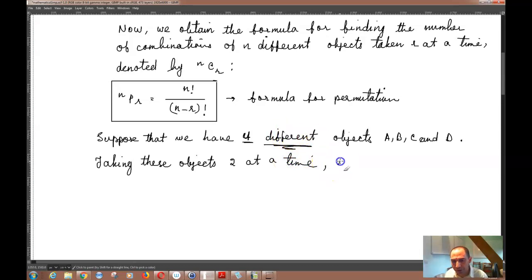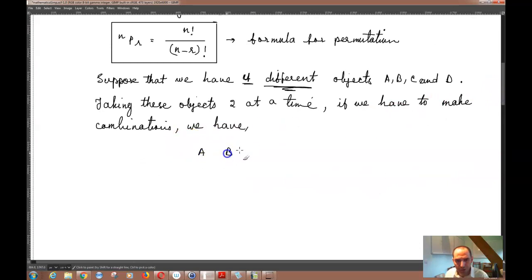If you have to make combinations, taking 2 at a time, you have these objects A, B, C, and D. So you would have basically A with B, A with C, A with D. Then you can see that I could choose, for example, B with A, but that would be the same combination because I have already chosen A with B, and B with A would be the same 2 objects. Or B with C, or B with D.